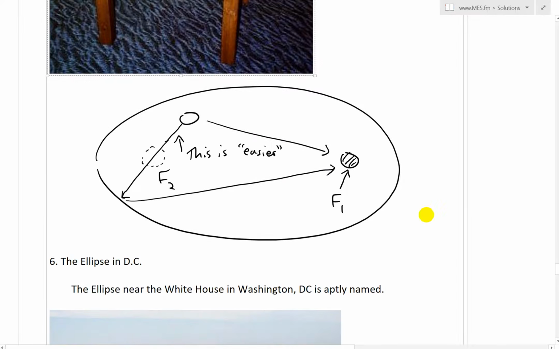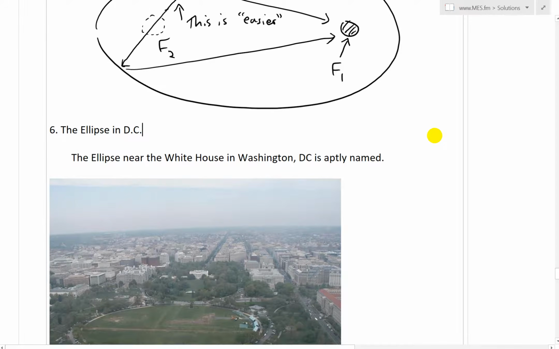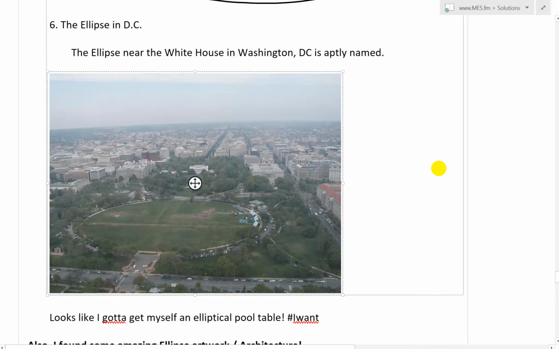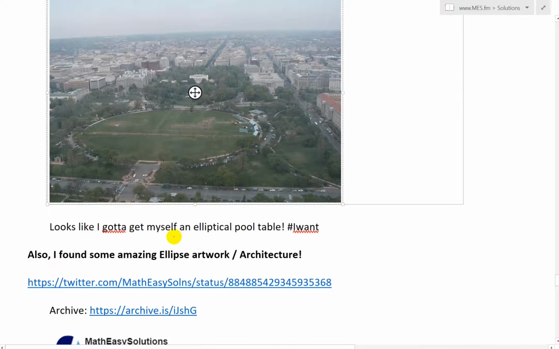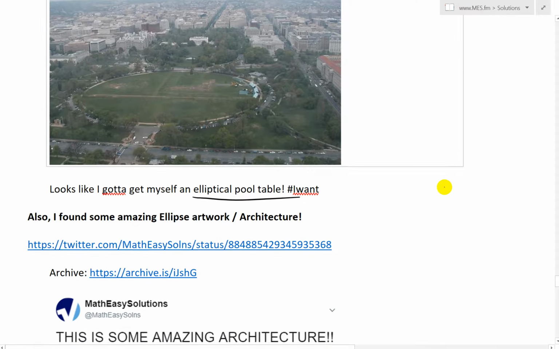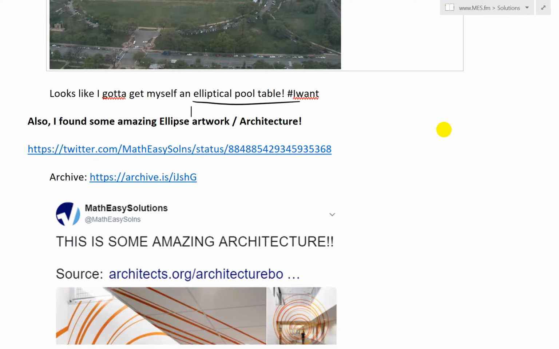That's quite fascinating. Also, there's an ellipse in Washington DC. The ellipse near the White House in Washington DC is aptly named the Ellipse. So yeah, that's an ellipse over there. And it looks like I gotta get myself an elliptical pool table. Hashtag I want. Going further, I also found some amazing ellipse artwork and overall architecture work.